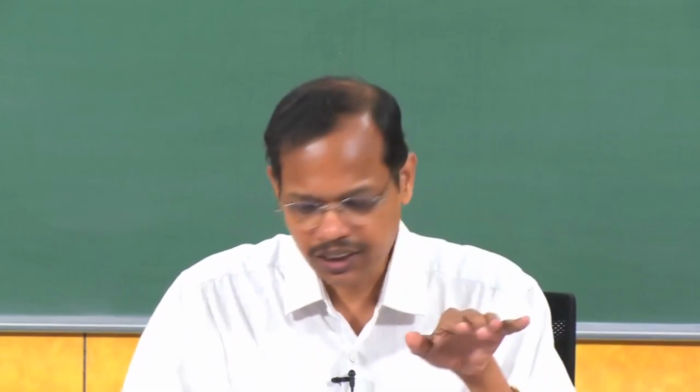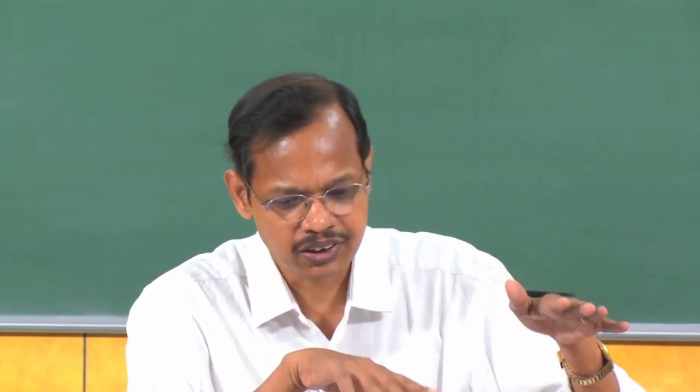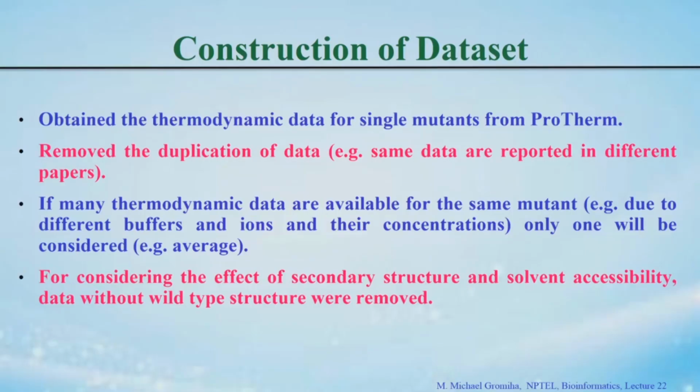If you search the ProTherm data, you will get plenty of data. When we look into this data, you can see several repetitions. For example, for the alanine to valine mutation in any particular protein, the data can be obtained at different temperatures, different pH, different buffers and different concentrations. In this case you can have different data for the same mutation. You have to check carefully, and first we have to remove the duplication of data.